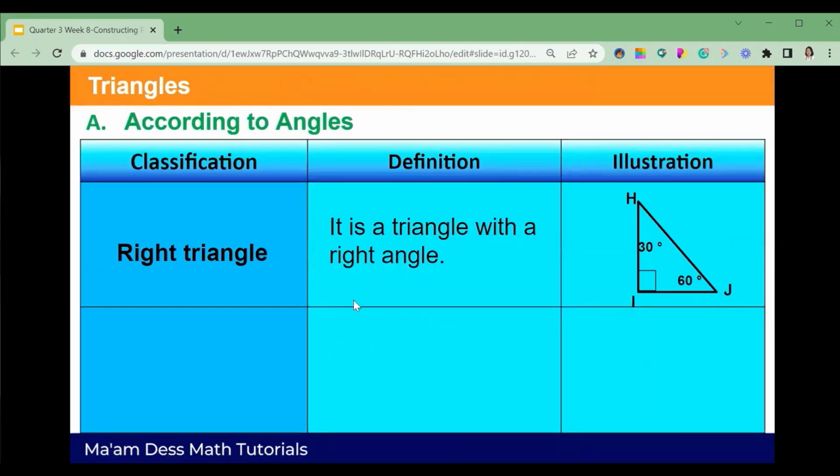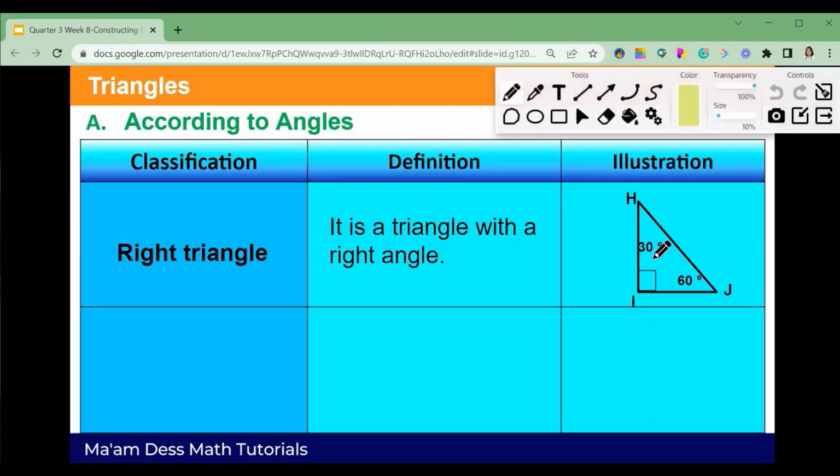Next, right triangle. It is a triangle with a right angle. Again, a triangle with a right angle. Look at this figure, triangle HIJ. As you can see, we have the right angle here.